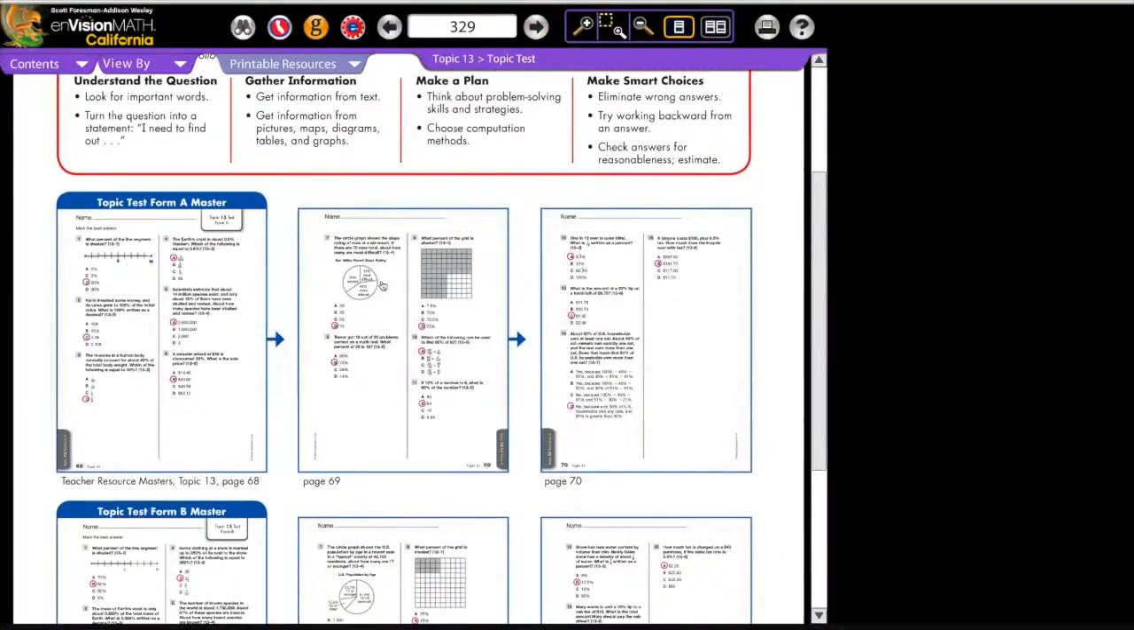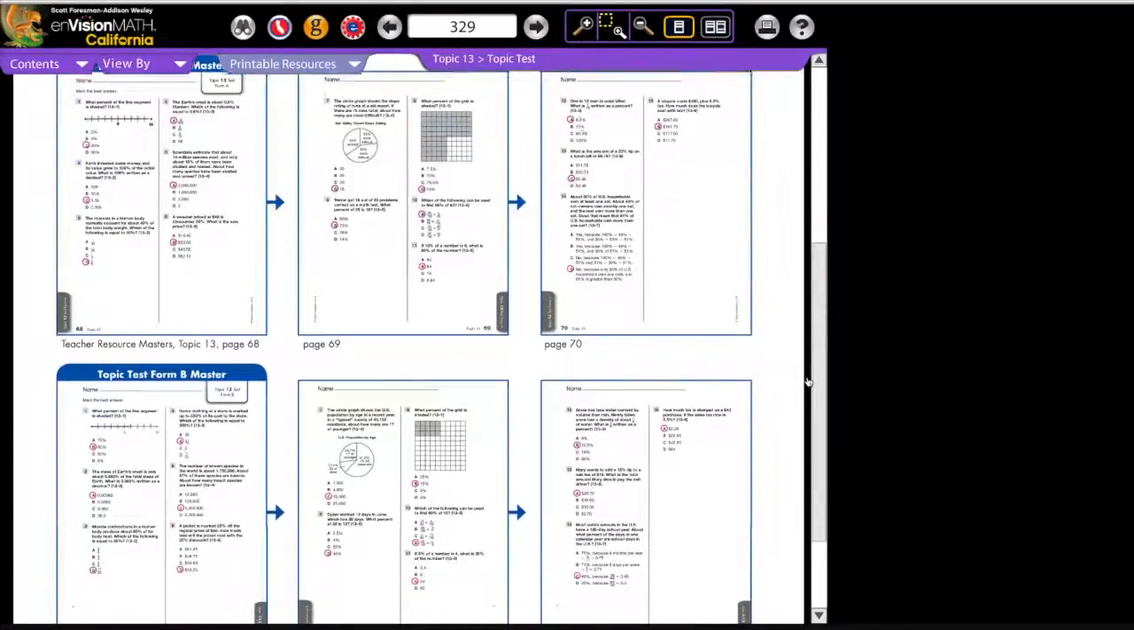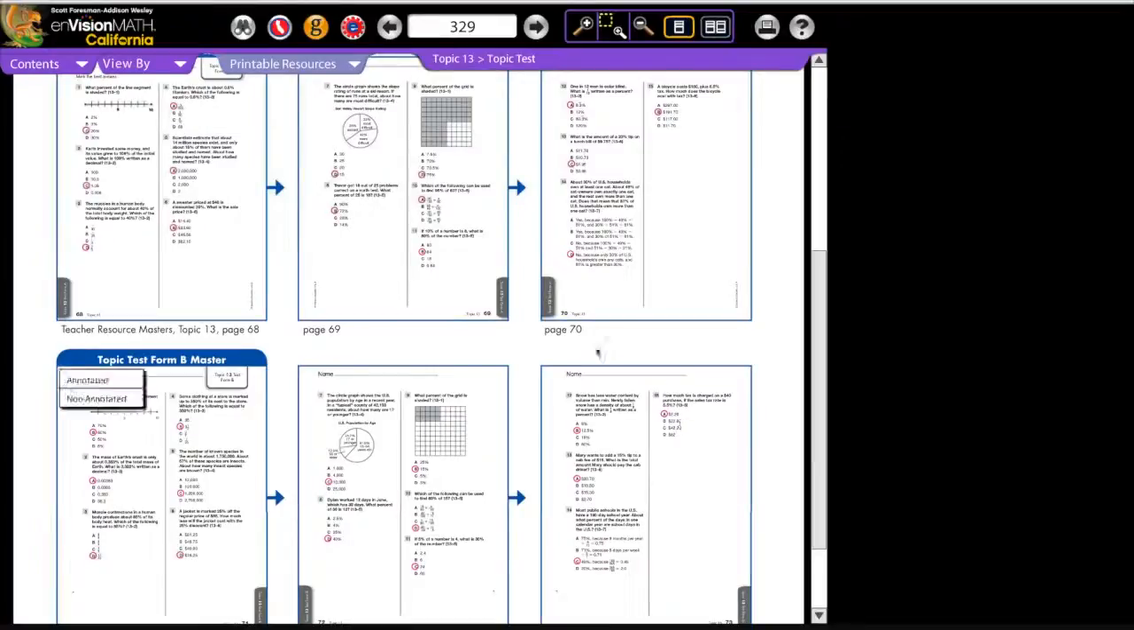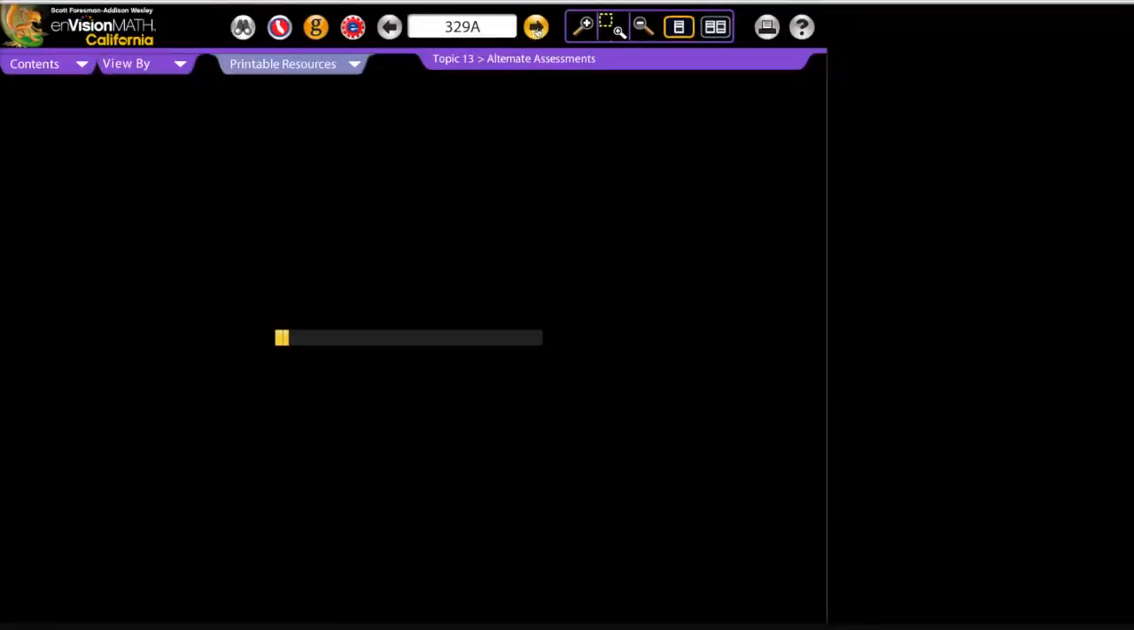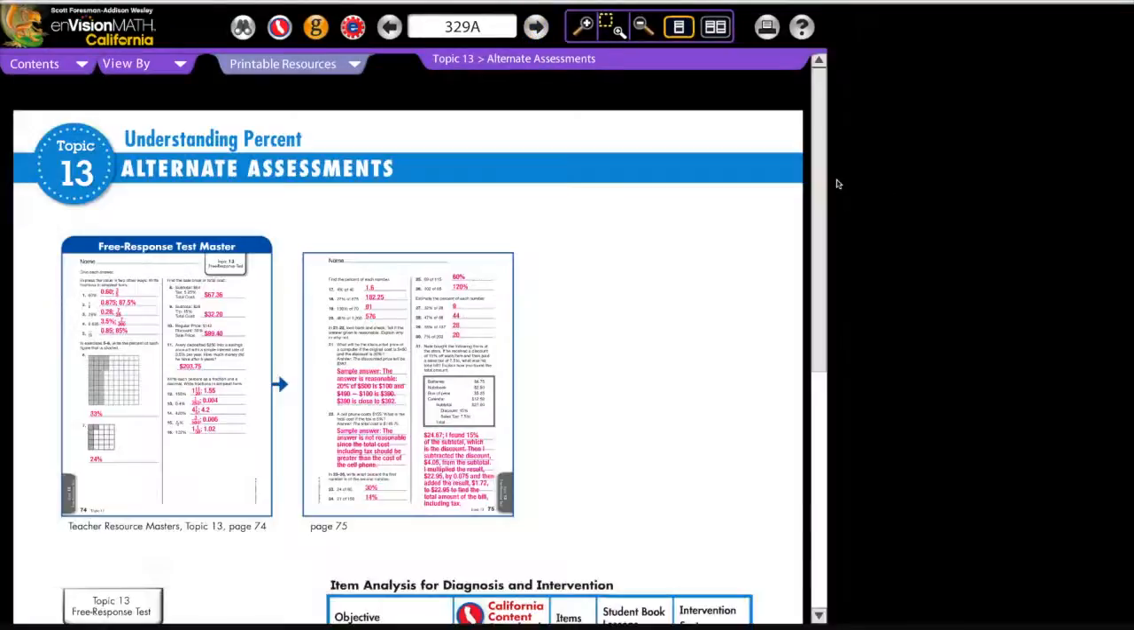Generally people will give the topic test form A or form B, and these are a good quick test to give you an indication of what your students know and don't know. Something that you may want to try is the alternate assessment, or maybe a portion of it. Now, Envision in every topic gives you a free response test for students. This might be a time you want to try this out, or maybe a portion of it. Maybe you want to combine a little bit of the form A, the multiple choice, and a little bit of the free response.